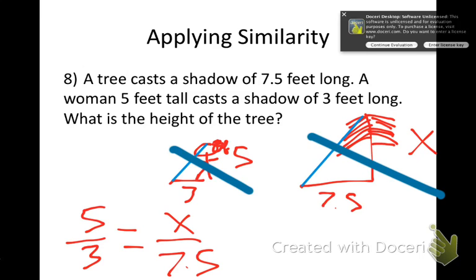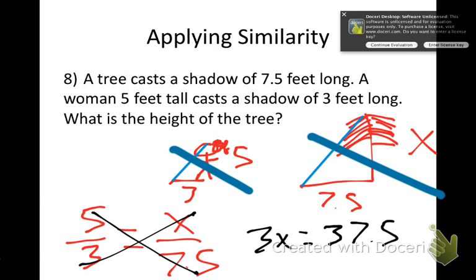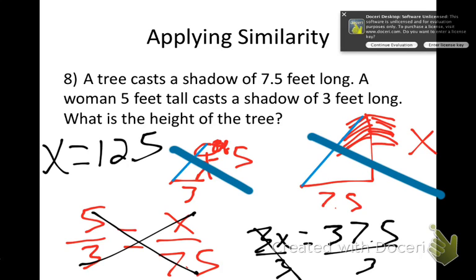Now I have that, so I use cross products to solve. 3x equals 5 times 7.5, which is, I believe, 37.5. So 3x equals 37.5. Divide by 3, and I get x, my height, to be about 12.5. Am I right? Look at that, without a calculator. Be impressed. But again, the key there is being consistent. Height over shadow, height over shadow. I don't care which way you set it up, just be consistent. Diagrams do help.